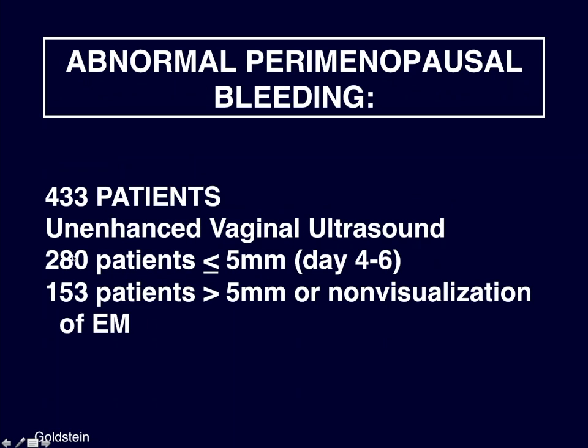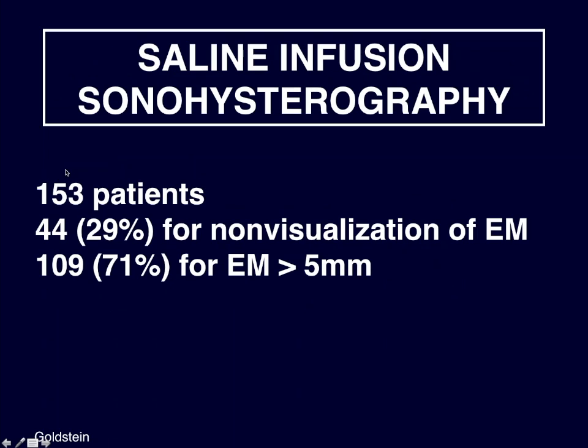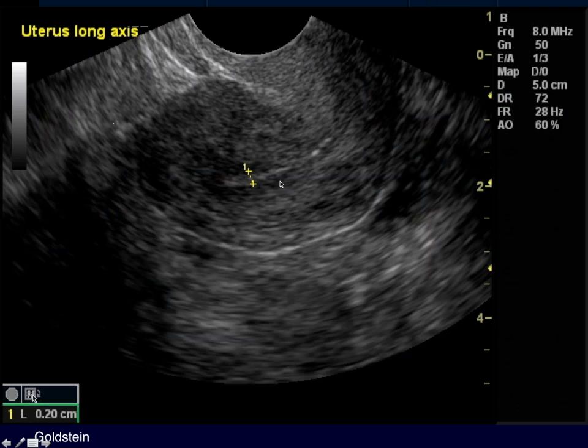Of the 433 patients, 280 had an endometrial echo less than or equal to 5 on day 4 to 6. 153 went to saline infusion sonohysterogram. Of those, 44 were for non-visualization of the endometrial echo, and 109, or 71%, were for an endometrial echo greater than 5 millimeters. So remember, we started with 433 patients. About 44 of them, we could not see an endometrial echo.